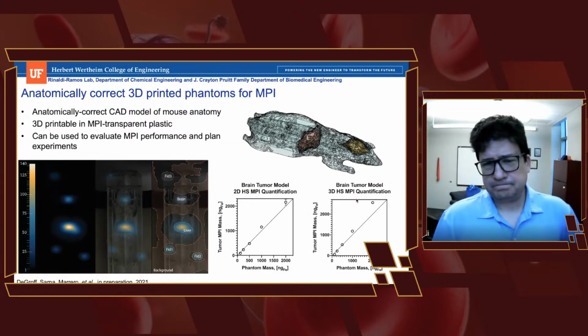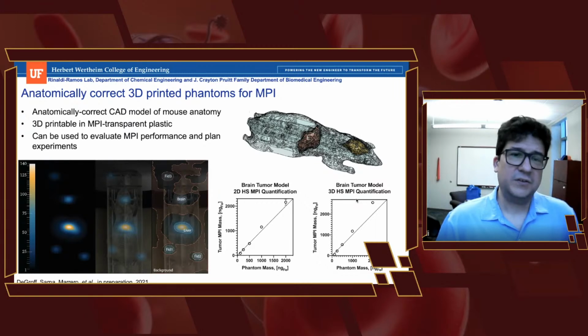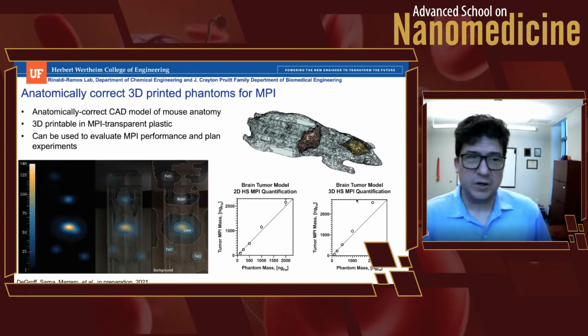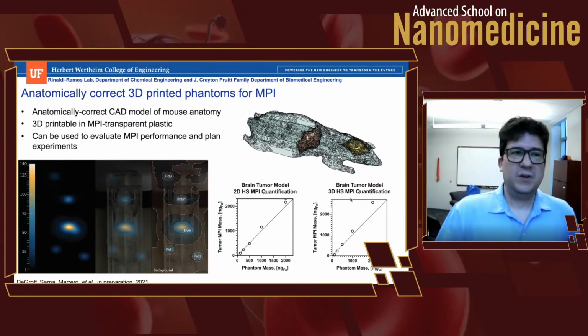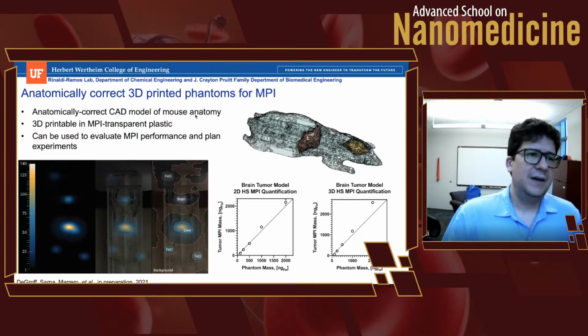Yesterday, I was asked about being able to eliminate or reduce the number of animals used. And so because of the pandemic, we had to limit our animal work. And so we pivoted to developing anatomically correct 3D printed phantoms that are suitable for MPI. And we did that by generating an anatomically correct computer-aided design model of mouse anatomy using the DigiMouse Atlas. And we turned this into a 3D printable model, and we 3D printed it in an MPI transparent plastic.